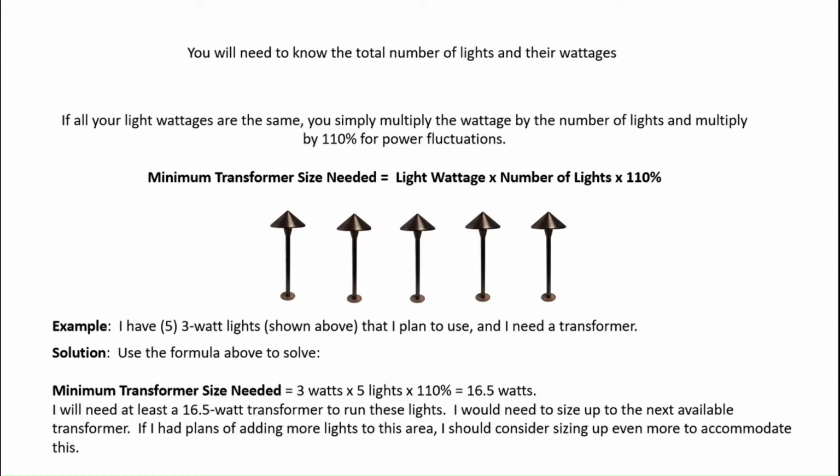Let's do an example. I have 5 of these 3-watt lights shown above that I plan to use, and I need a transformer. You're going to use that formula from above. So we're going to do minimum transformer size needed equals 3 watts times 5 lights times 110% gives me 16.5 watts. I will at least need a 16.5 watt transformer to run these lights.